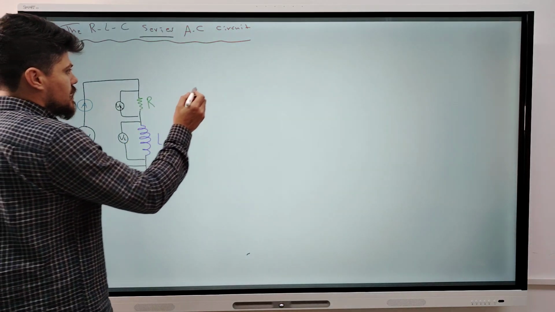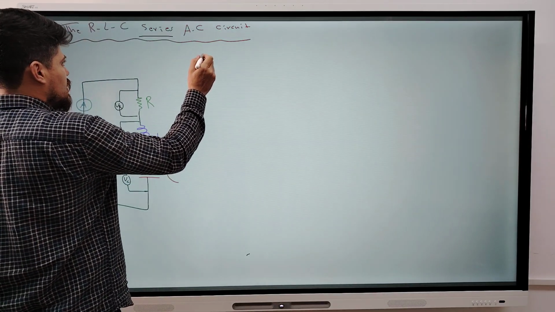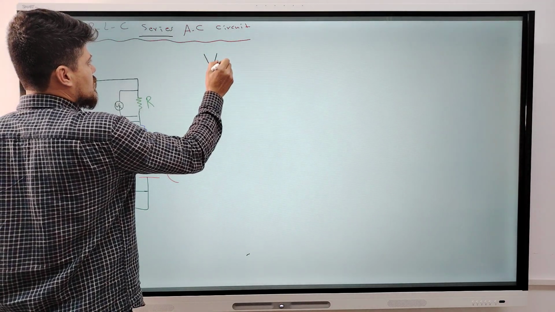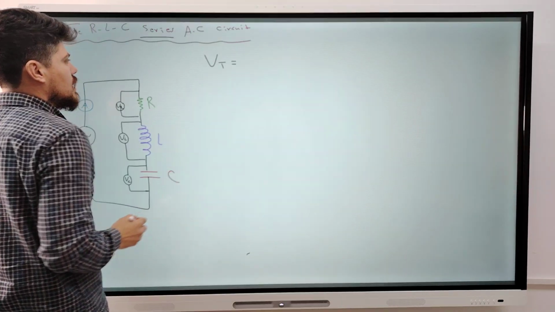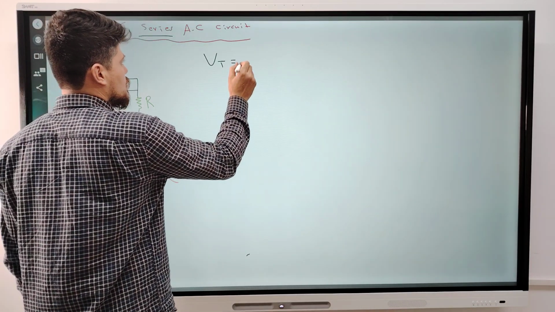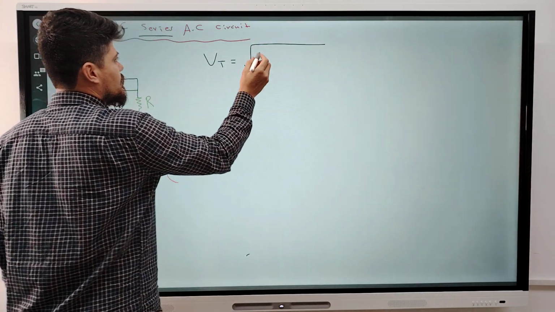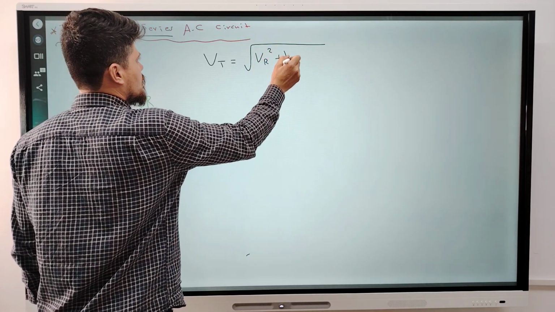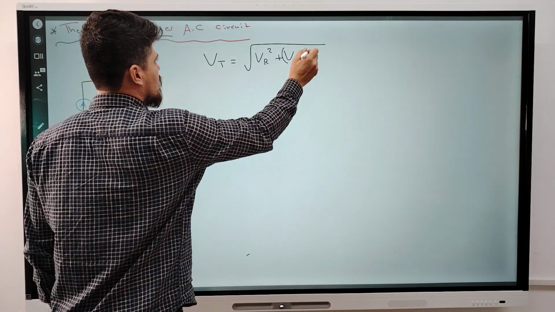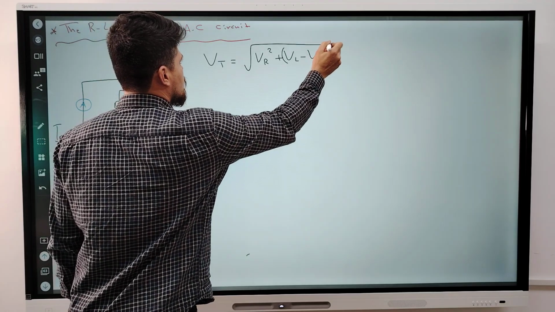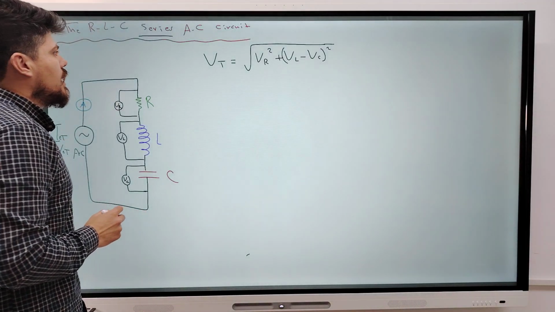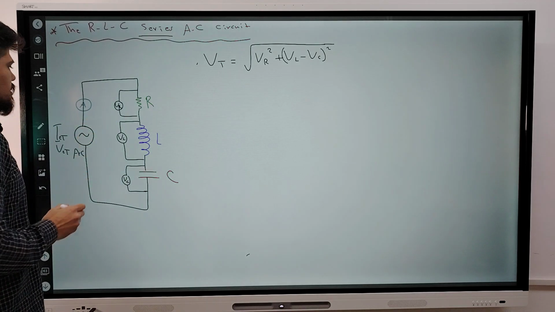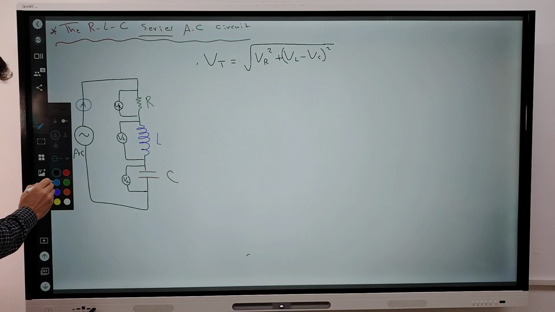So we can say that V total is equal to, according to the Pythagorean theorem, the square root of VR squared plus (VL minus VC) squared, and the currents are equal in series connection.